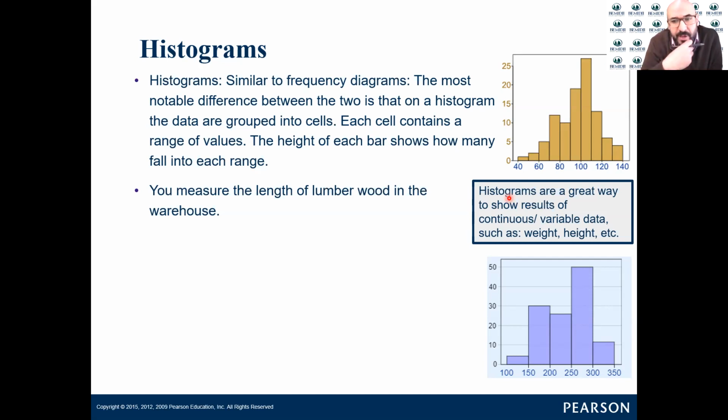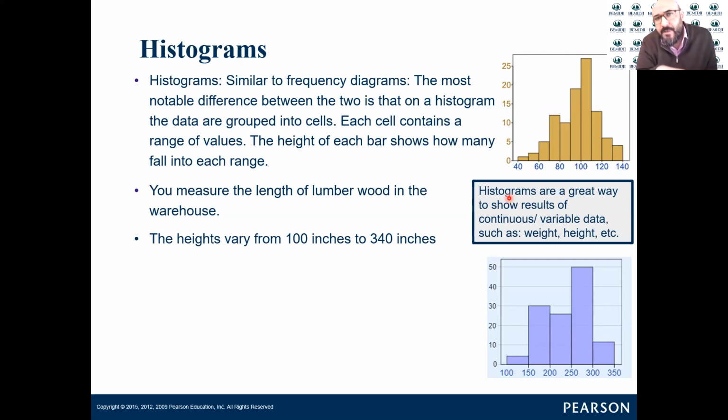But if we have a weight or height, that would be something measurable, that we could measure in inches or pounds. These could be the best way to use the histogram. So let's take an example. If you want to measure the length of the lumber wood that you have in a warehouse, and you know that the lengths for these pieces of wood will vary from 100 inches to 340 inches.